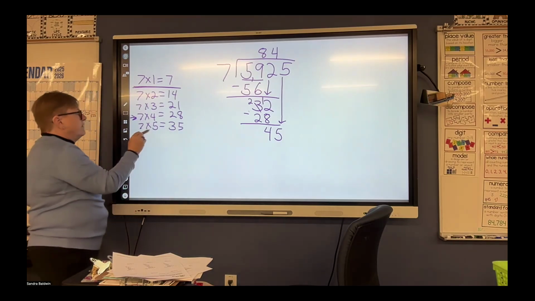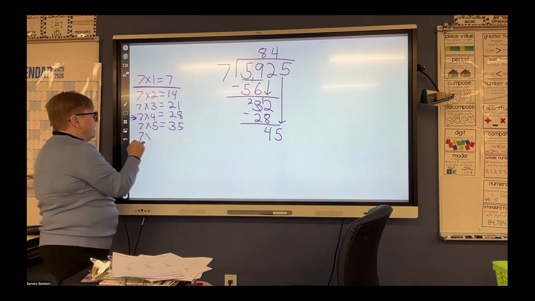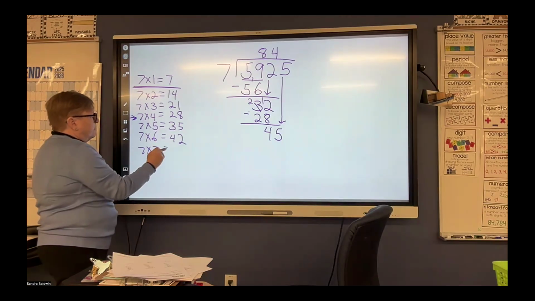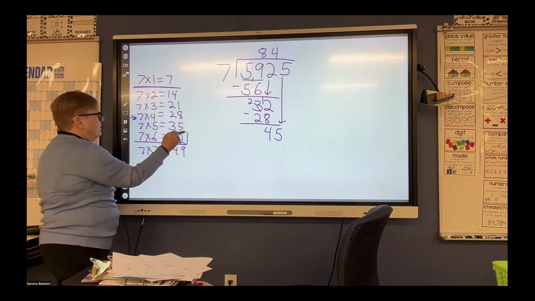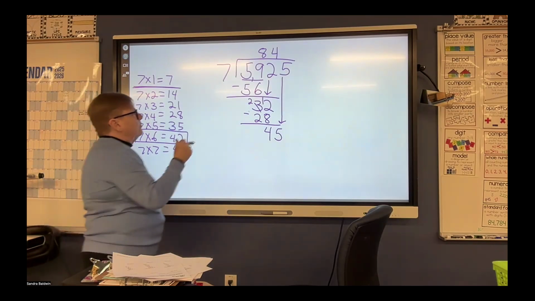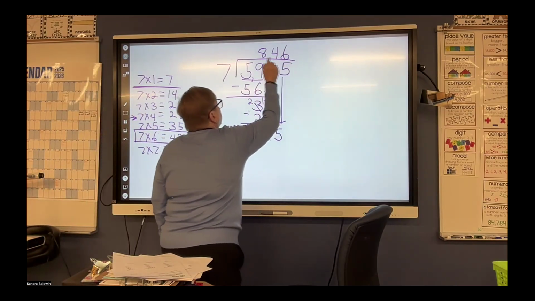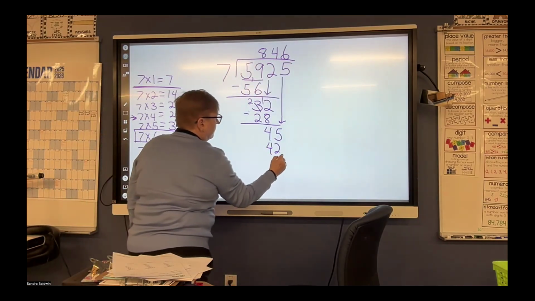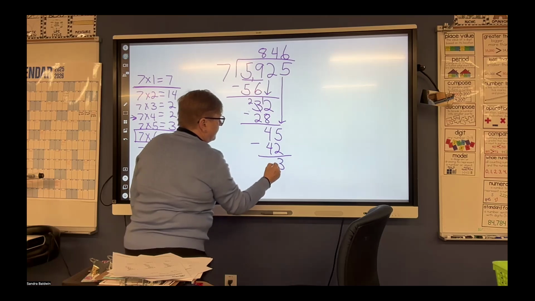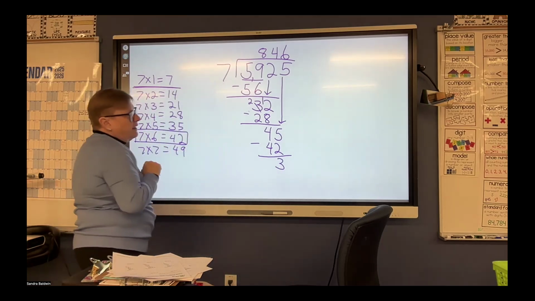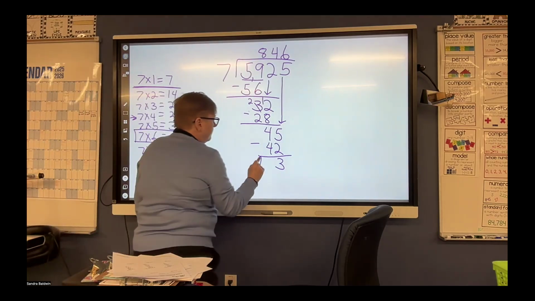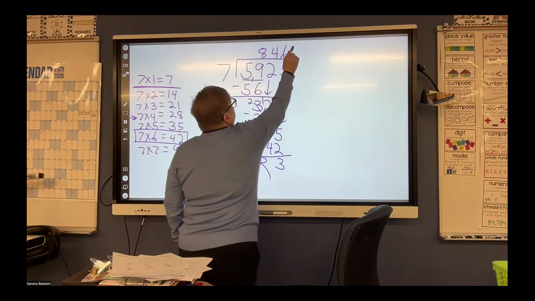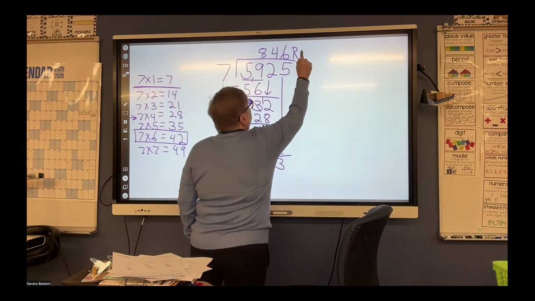All right, well, I've got 7 times 5 equals 35. 7 times 6 equals 42. 7 times 7, that's my square, I know that's 49. That's too much. So I know this is what I'm using. I'm going to put my 6 here. 6 times 7 equals 42. I subtract, I get 3. 3 is less than 7, so I can go no further. That's my remainder. I can put it there, or I can put it up here. Remainder 3.